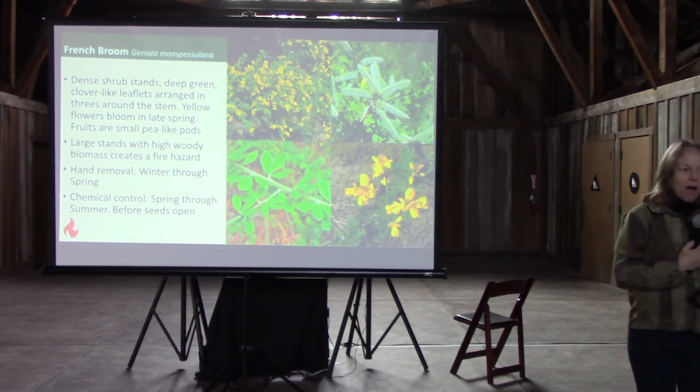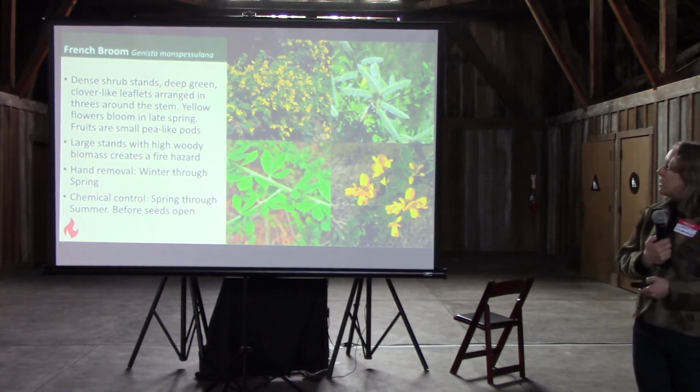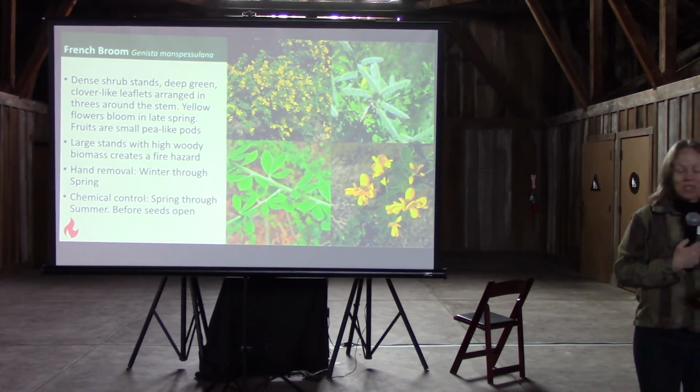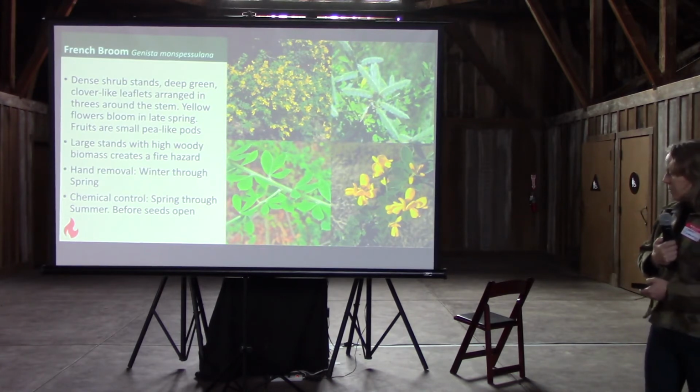French broom, also often referred to as genista. It's a dense shrub. It can grow in very dense stands. It looks a lot like a pea plant sometimes.